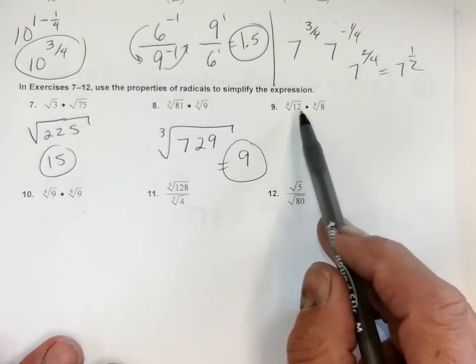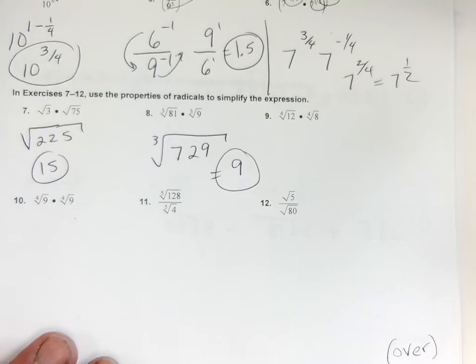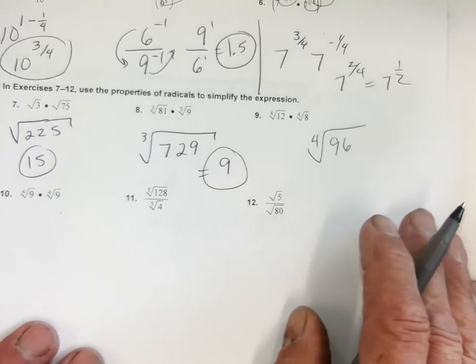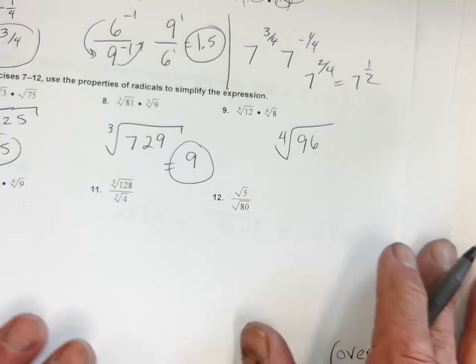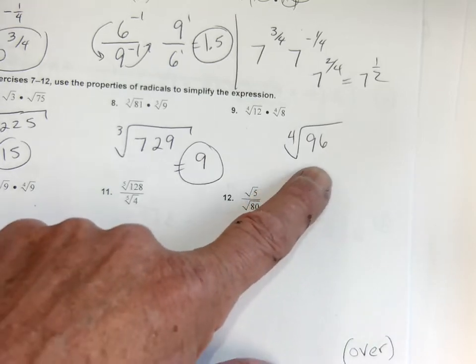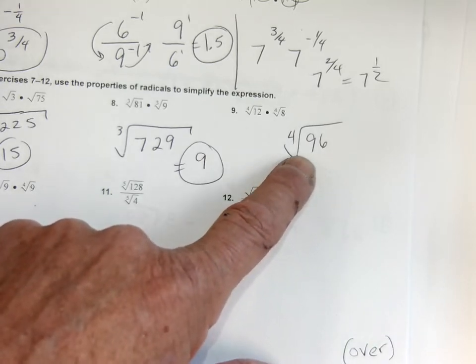Okay, multiply these two. What is 12 times 8? 96. Now, is there a fourth root of 96? I don't think so. But 96 divided by 16.